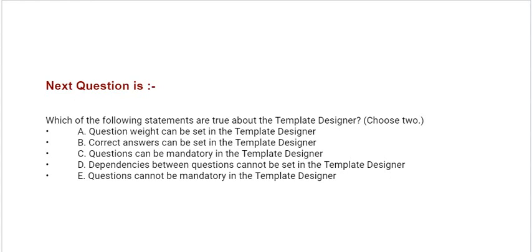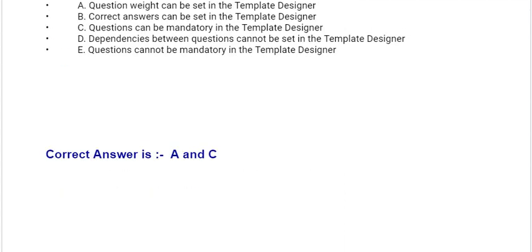Option A. Question weight can be set in the template designer. Option B. Correct answers can be set in the template designer. Option C. Questions can be mandatory in the template designer. Option D. Dependencies between questions cannot be set in the template designer. Option E. Questions cannot be mandatory in the template designer. Correct answer is option A and option C.